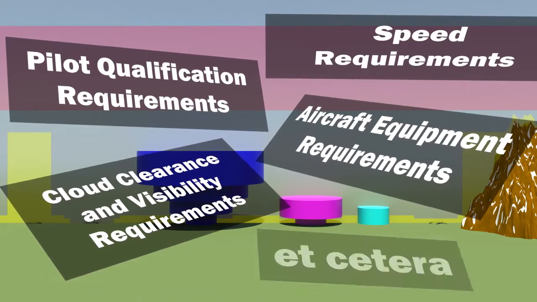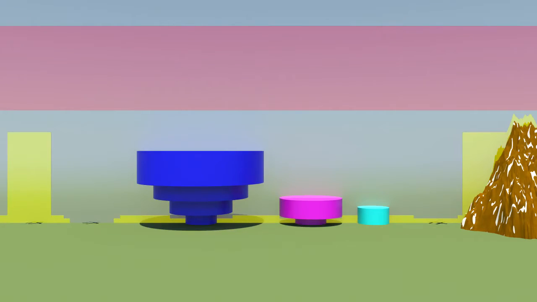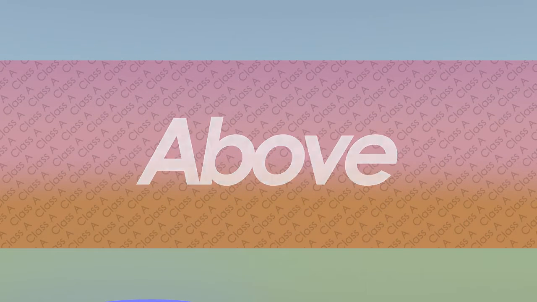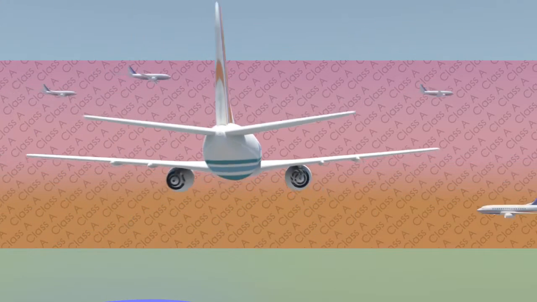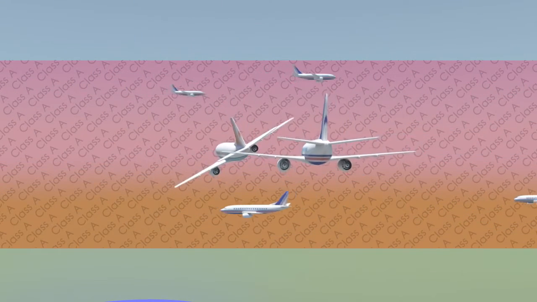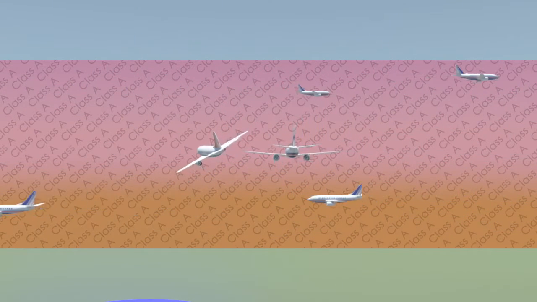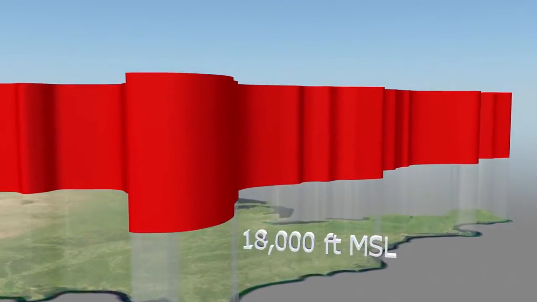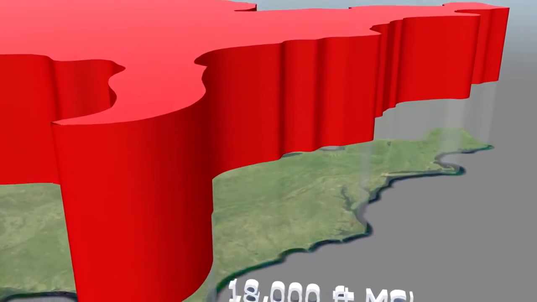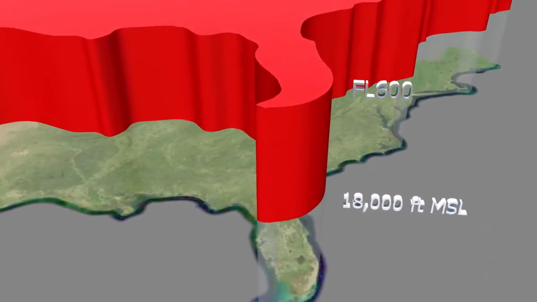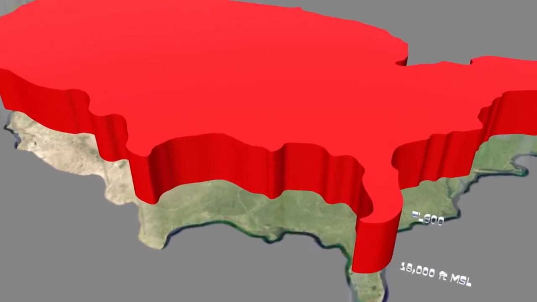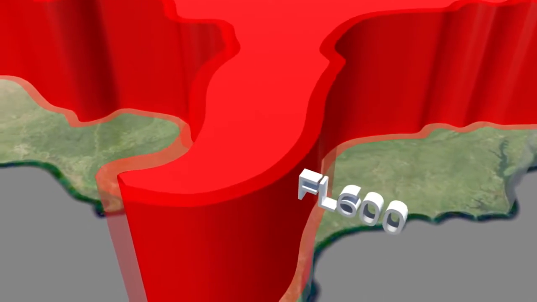speed requirements, etc. An easy way to remember Class A or Alpha airspace is that it is above the airspace that small aircraft operate in. Most of the traffic operating in Class A airspace will be commercial airlines or corporate and military jets. Class A airspace is located from 18,000 feet MSL up to and including flight level 600 and covers both the 48 contiguous states and Alaska and extends offshore 12 nautical miles.